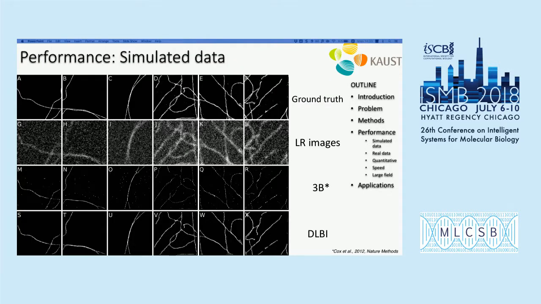So the first row is the ground truth. The second row is the low resolution image, one frame. And the third row is the previous state of the art method, the 3B method reconstruction result. And the last row is our result. We can see that compared to the previous state of the art result, our result is closer to the ground truth. Specifically, the lines are more natural, continuous, and with much less fake detail.